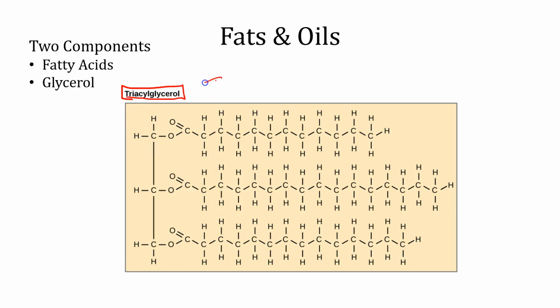Another real common name for these is triglycerides. And so triglycerides are what butter is made out of, what canola oil is made out of, what vegetable oil is made out of, what olive oil is made out of. So any kind of fat or oil is made out of these things, triglycerides.